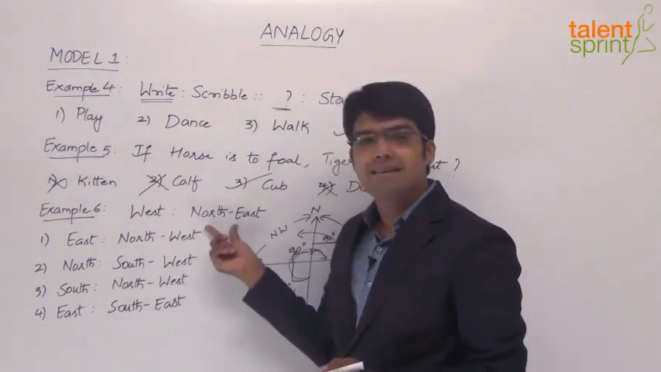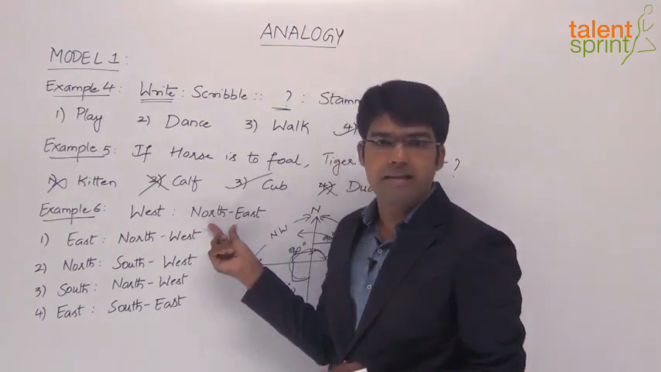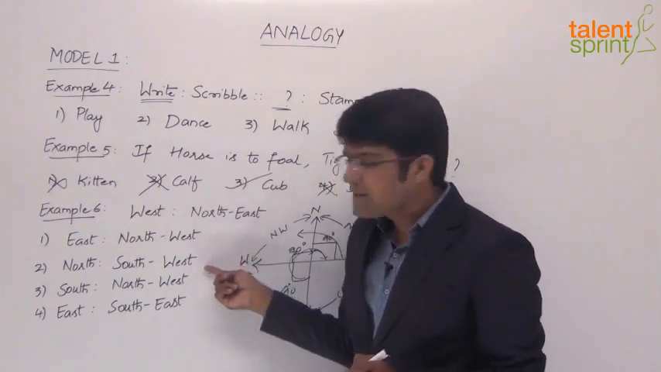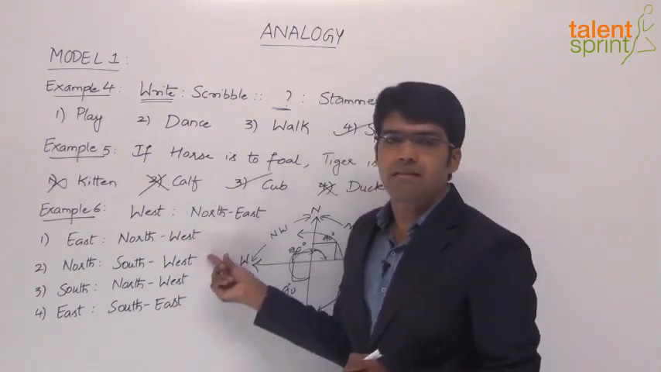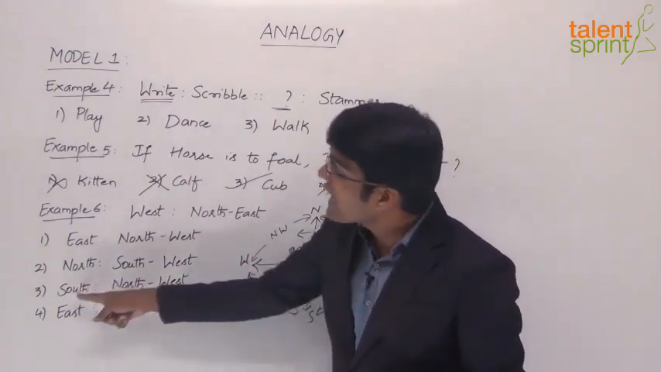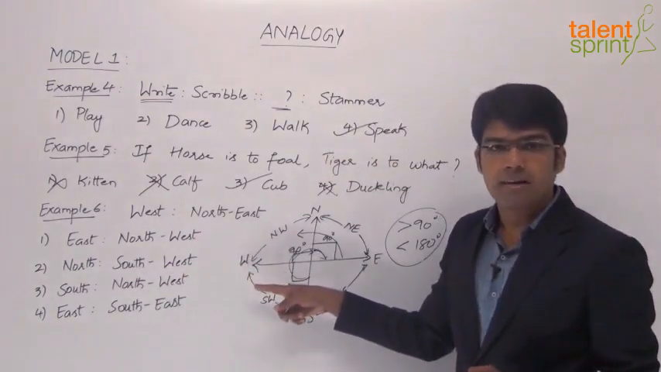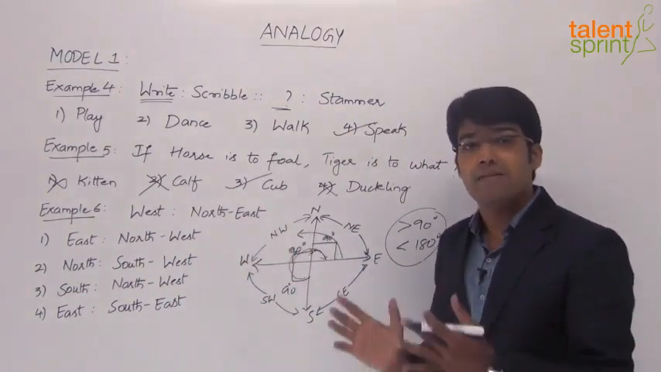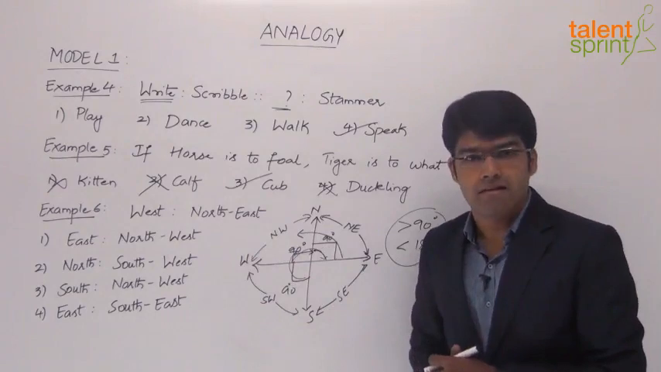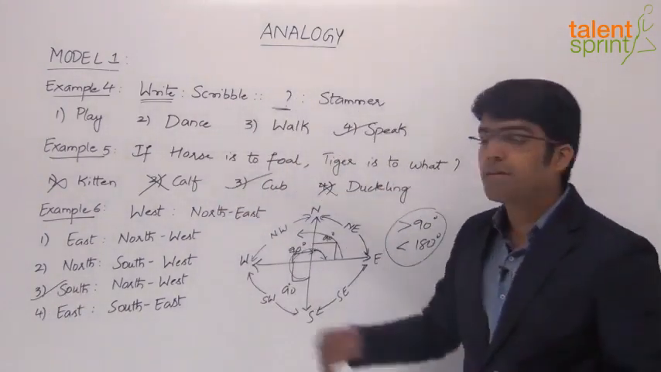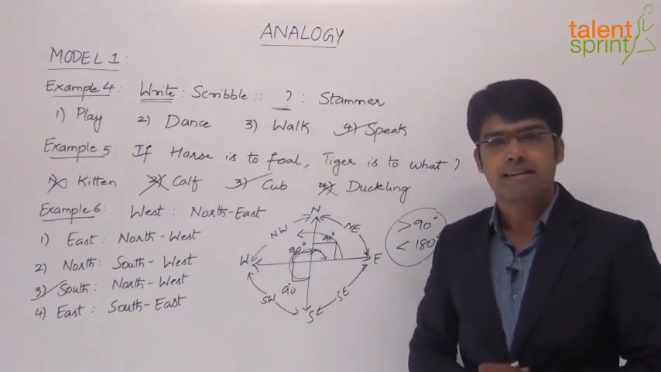West to northeast is angular distance of 90 to 180 and in the clockwise direction. In the first and second options, we find that the angular distance is again in the range of 90 to 180 but in anti-clockwise direction. Whereas in third option, the angular distance is between 90 to 180, which is as per the given question, as well as it is in the clockwise direction. So it satisfies both the direction as well as angular distance. So we can say option 3 here has to be the answer, and there is no need to verify fourth option since we have already found the right answer there.